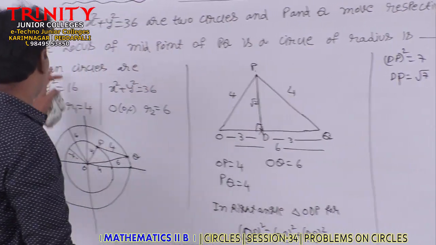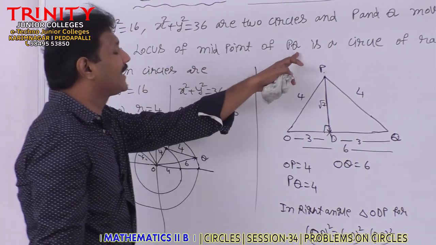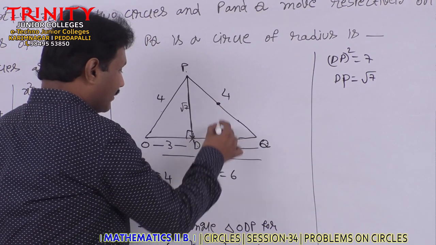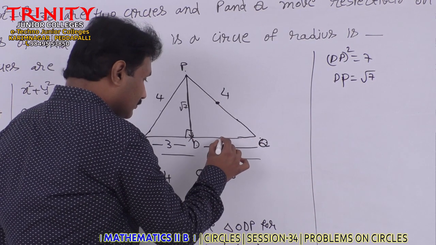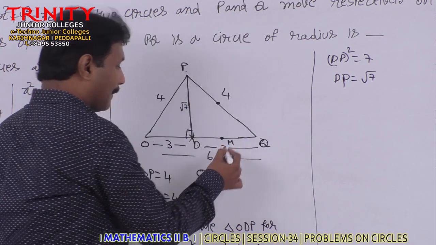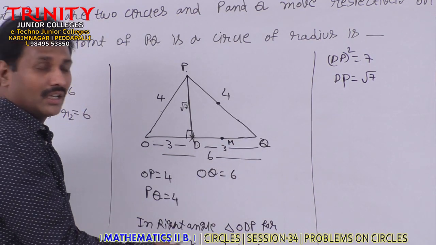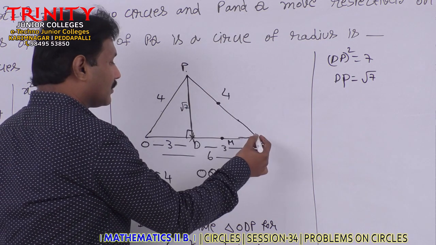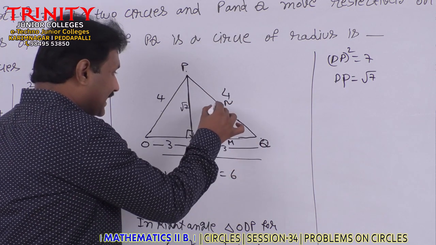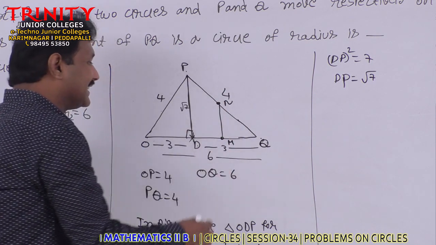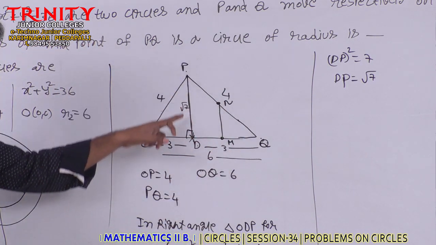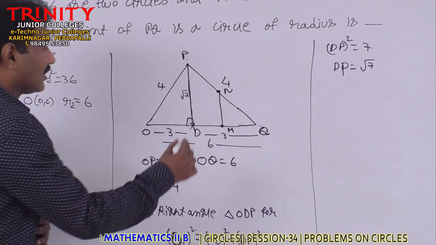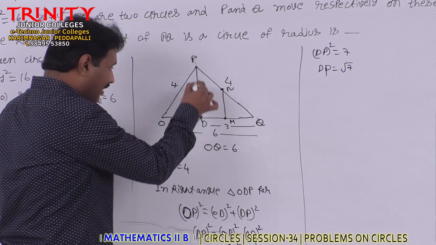We need the locus of the midpoint of PQ. The midpoint of DQ, let it be M. The midpoint of OQ, let it be N. Joining these 2 points, this line is also parallel to the line PD, and this length is also half of the length of PD.